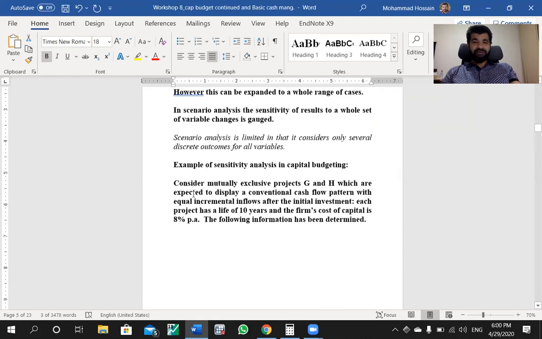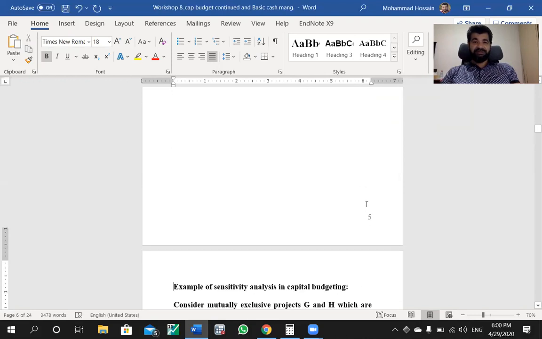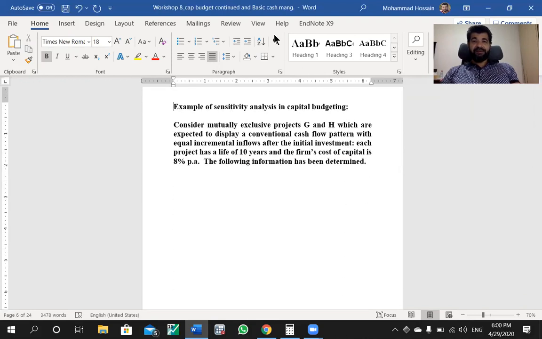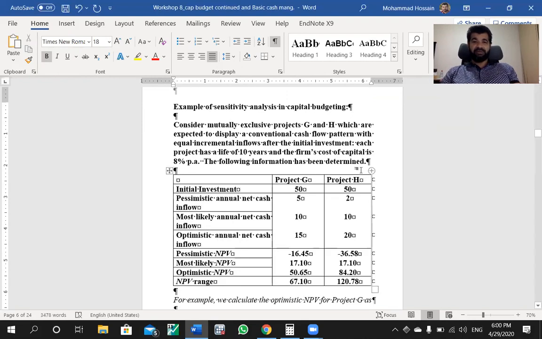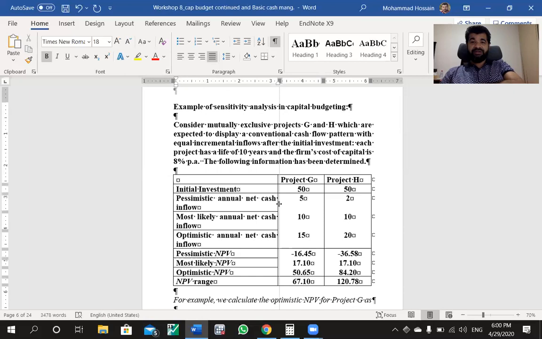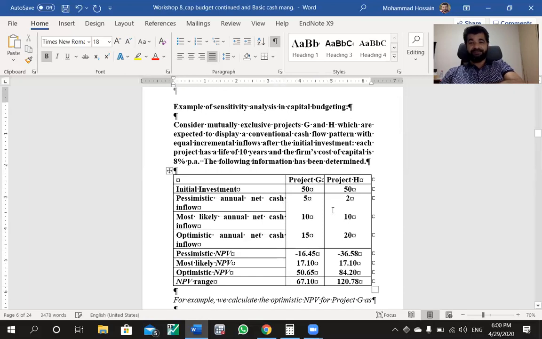There is a project, sensitivity analysis, capital budgeting. Let's go into sensitivity analysis. Let's bring the whole example onto one page. It will be nice to look at. They said consider two mutually exclusive projects, project G and project H. We have two projects in here. We are checking the net cash inflow.